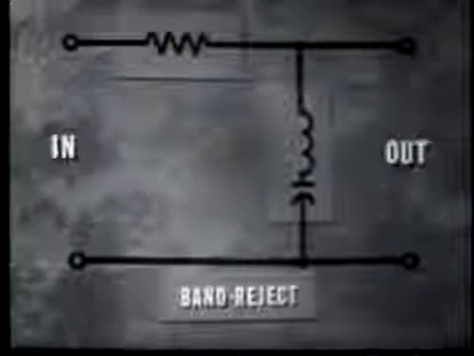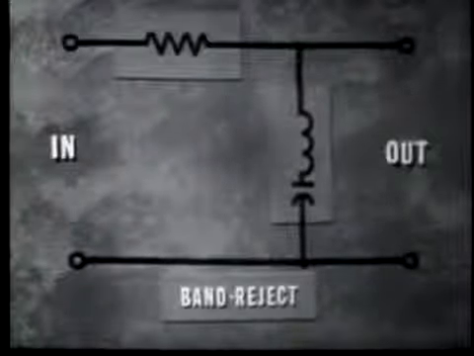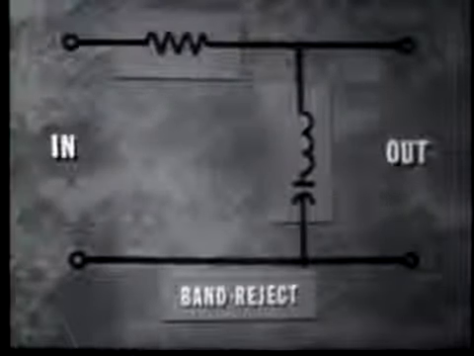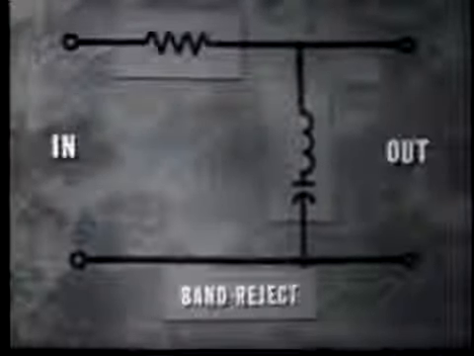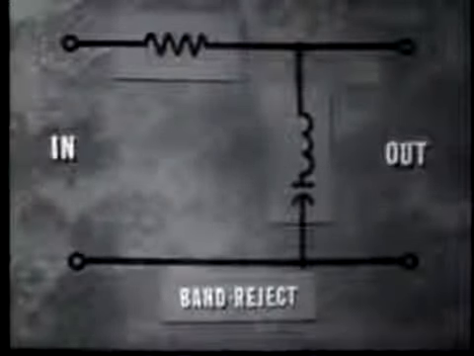Placing the tank in the shunt position reverses the filtering action. The tank offers minimum opposition to frequencies around resonance, thus does not develop a suitable output voltage. The band of frequencies right around resonance is rejected. At all other frequencies, though, tank impedance is maximum. Thus, output voltage is developed. All frequencies off resonance are passed.